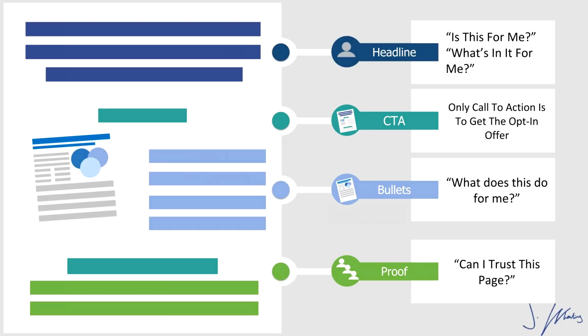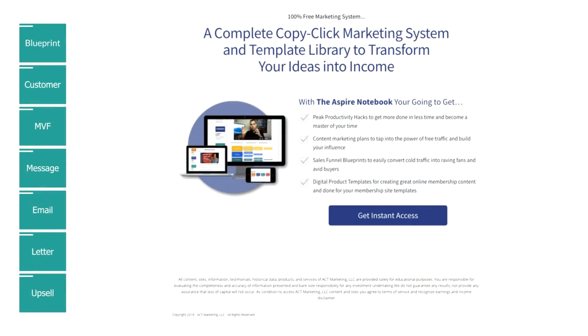So here's a basic example of one of the landing pages that we currently use. You can see at the top, it says 100% free marketing system. It has a clear headline that tells them exactly what they're going to get. And then it has a couple bullet points talking about the different aspects of not only what they'll receive as a result of getting access to the Aspire notebook, but also what it's going to enable them to do. And of course, the clear call to action button, get access now, that has a pop-up to collect their name and email. That is as fancy as the landing page needs to be.